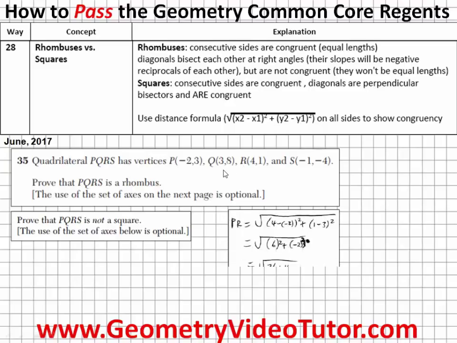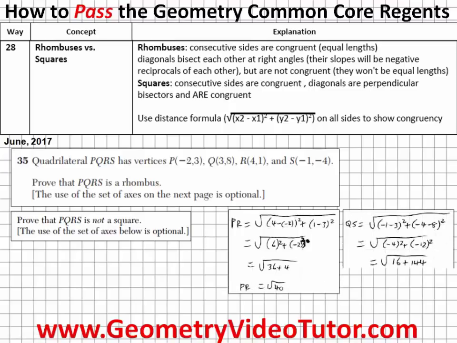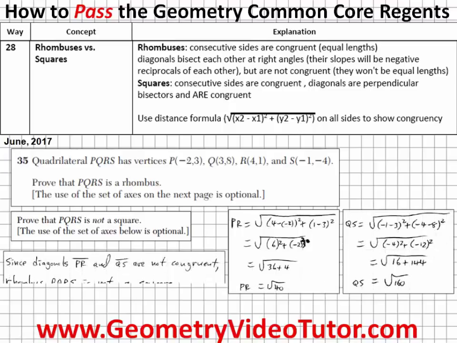So here is PR. The distance for that was the square root of 40. QS is the square root of 60. And as long as you say that since diagonals are not congruent, rhombus PQRS is not a square. And that combined with the work shown before and the explanation, the correct answer, would have gotten you 6 points on the June 2017 Geometry Common Core Regents using way number 28.